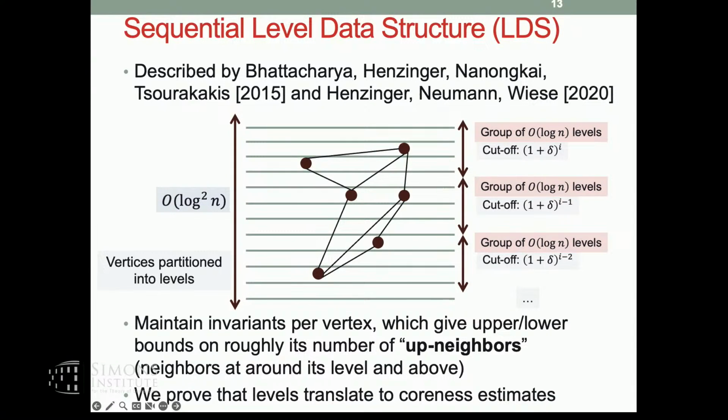Okay, so later on, I'll talk about how these group numbers translate to good coreness estimates, but I'm just going to put that aside for now and tell you how the level data structure works.